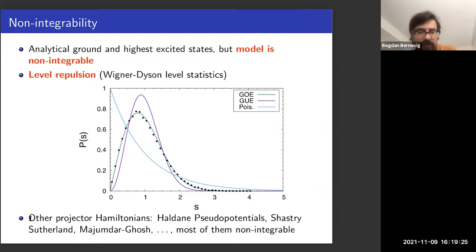Now, the other projector Hamiltonians that we know, and there are many of them, are called frustration-free Hamiltonians, where you have a Hamiltonian being a sum of projectors, each of which annihilates the ground state. These projectors do not commute, so it's not a stabilizer code like the exactly solvable Hamiltonians. So it's not exactly solvable. And there are many examples of these in any dimension, really. For example, the Haldane pseudopotentials are one example for the fractional quantum Hall state, the Shastry-Sutherland model, the Majumdar-Ghosh model, and all of them that I know of are non-integrable.